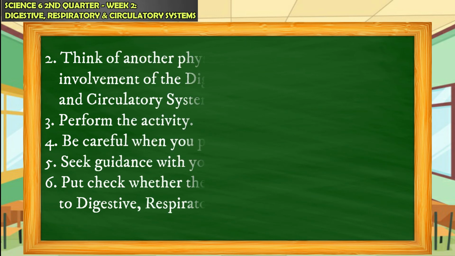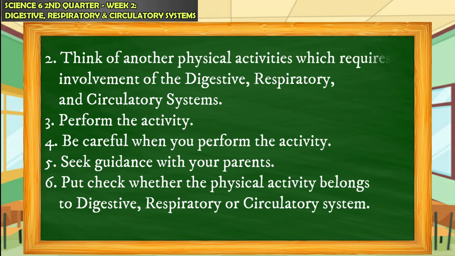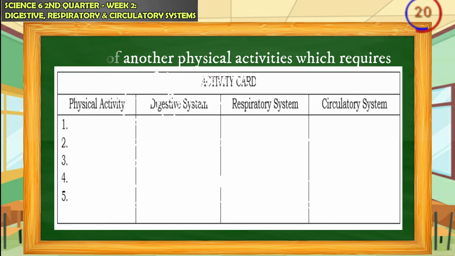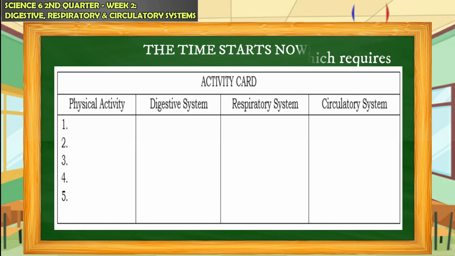2. Think of other physical activities which require involvement of the digestive, respiratory, and circulatory systems. 3. Perform the activity. 4. Be careful when you perform the activity. 5. Seek guidance from your parents. And 6. Put a check whether the physical activity belongs to the digestive, respiratory, or circulatory system. The time starts now.